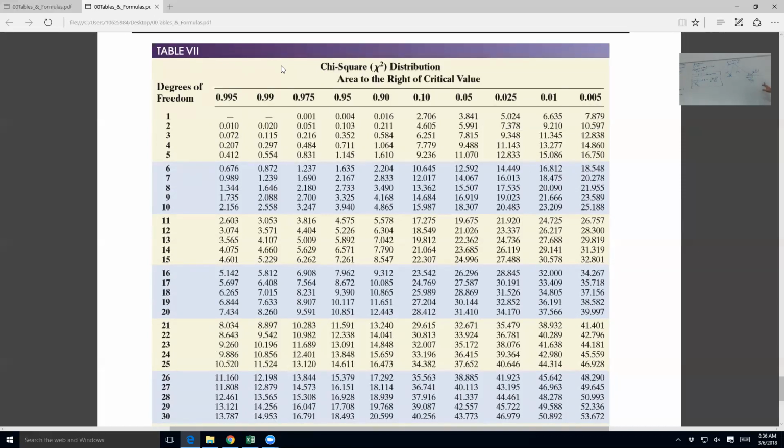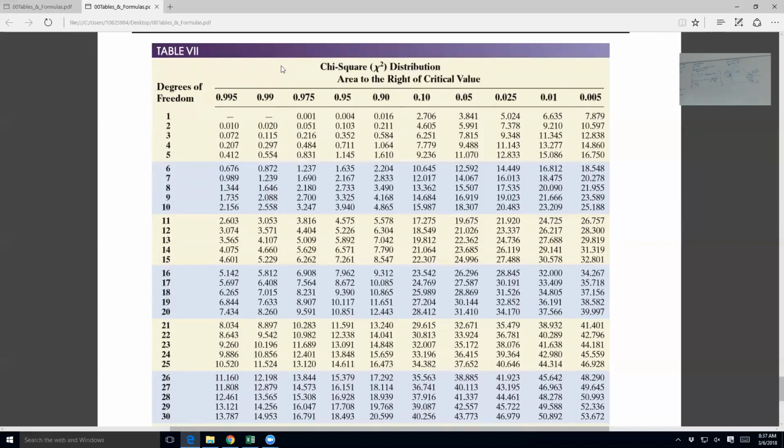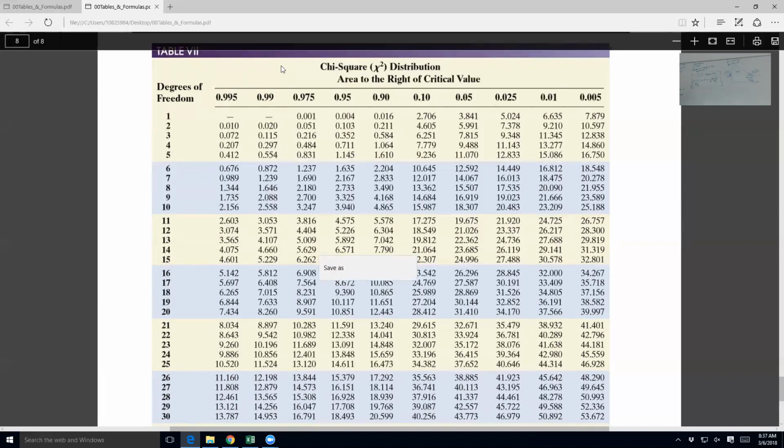Now, this gives me the area to the right. I want 2.5% to the left. So how much area is to the right of this value? 97.5%. That's what I'm going to look up. So I'm looking up 97.5%, 14 degrees of freedom. That gives me this value of 5.629. Does that make sense? So this value here is 5.629.